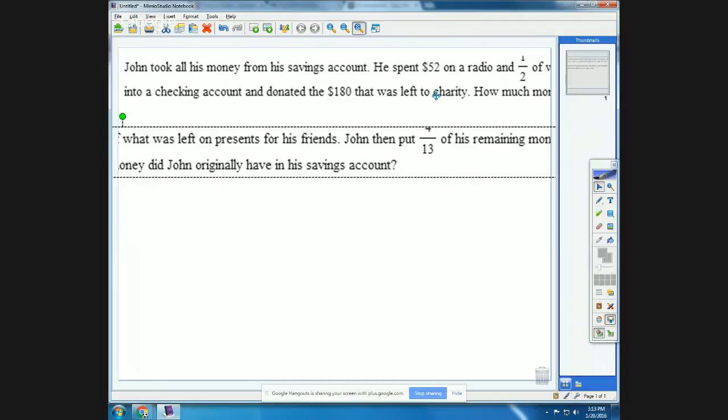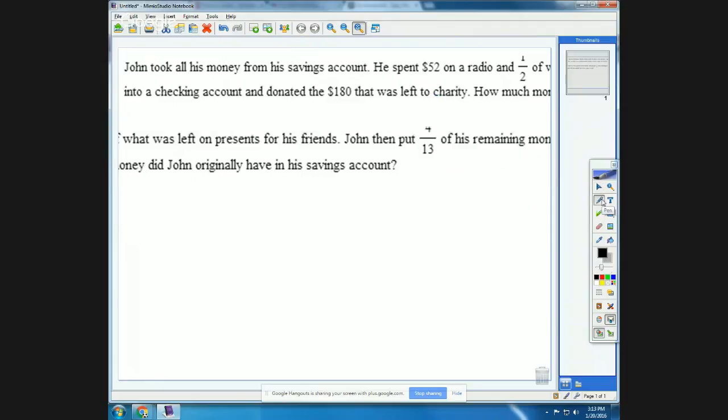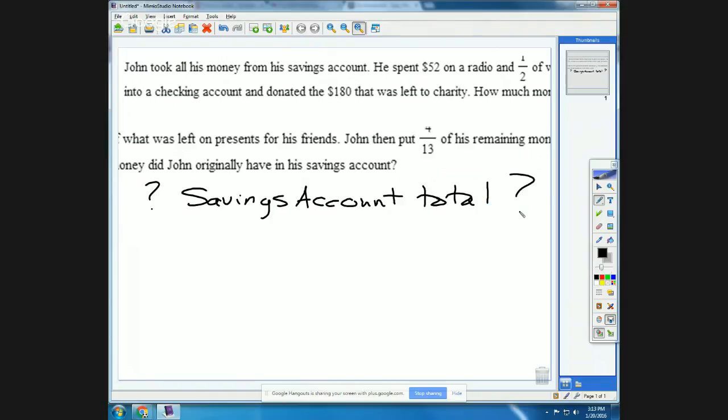Okay, so this is one of those problems where you're going to have to write stuff down repeatedly until you find something to do. Do we know how much money he had? No. Okay, so we want to find that. So unknown, we have savings account total. Let's see, what do we know for sure? We know for sure he spent $52 on a radio.